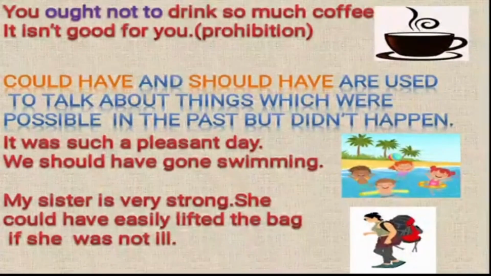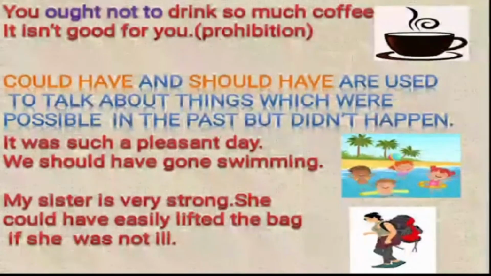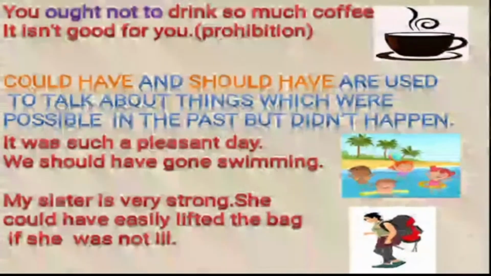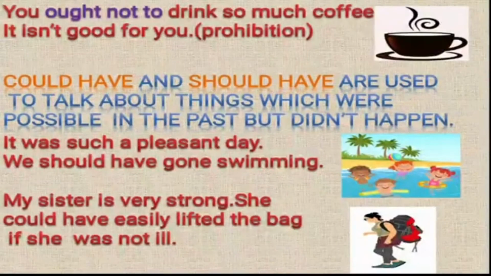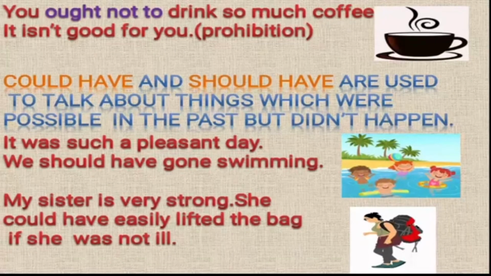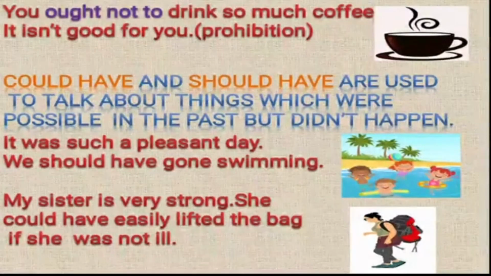You ought not to drink so much coffee. It isn't good for you. So you are prohibited. Prohibition. Also, children, the modal verbs like could have and should have are used to talk about things which were possible in the past but due to some situations or reasons didn't happen. For example, it was such a pleasant day. We should have gone swimming. That means we did not go, but we should have gone swimming. My sister is very strong. She could have easily lifted the bag if she was not ill. So this has not happened. She could not lift the bag as she was not well.